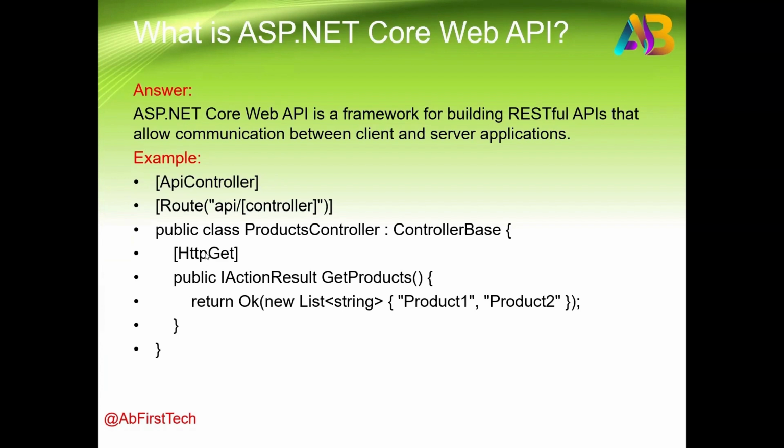For example, here there is a class ProductsController, which is derived from ControllerBase. Here we have applied some Route, here we have applied the ApiController attribute, and this is the HttpGet attribute. And then public IActionResult.